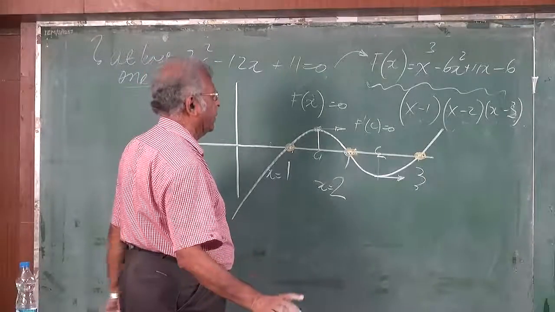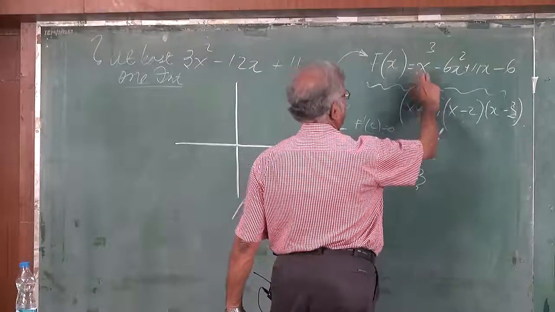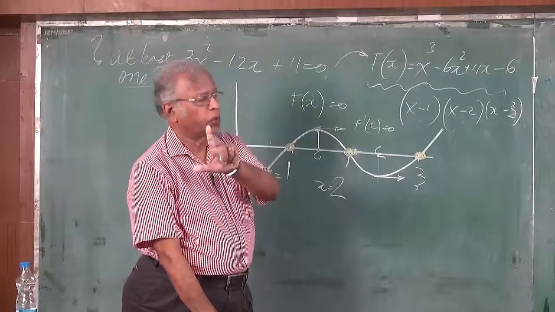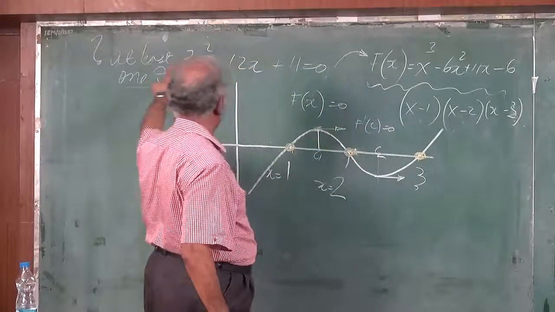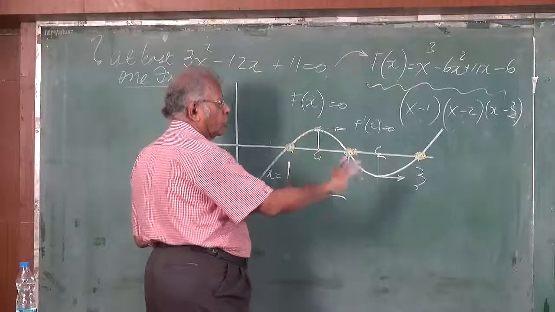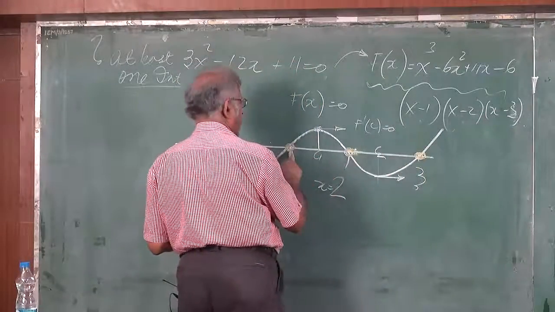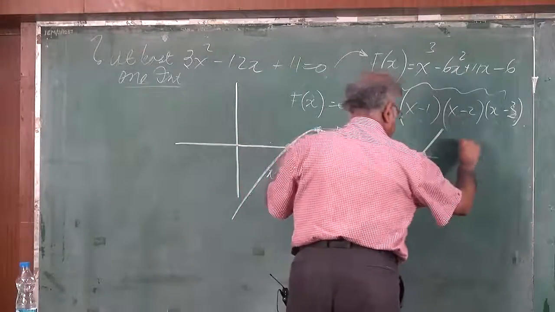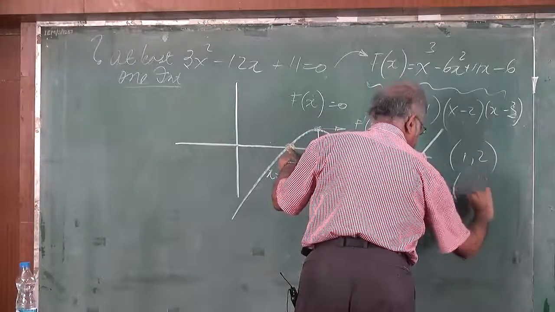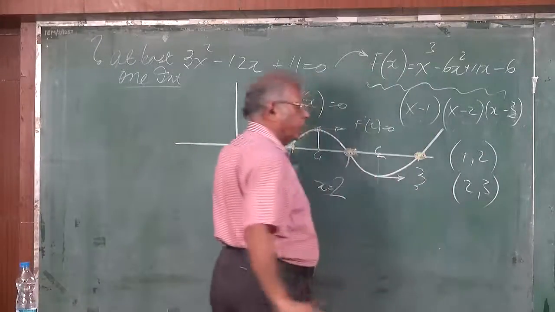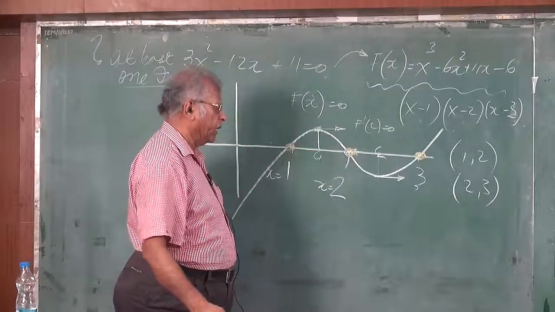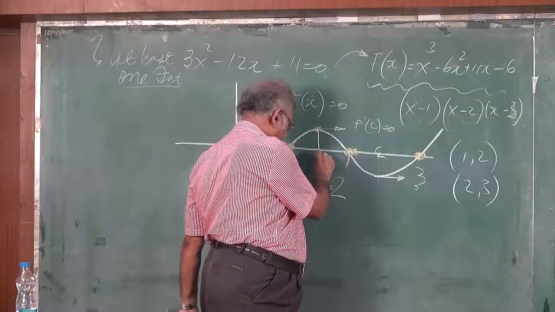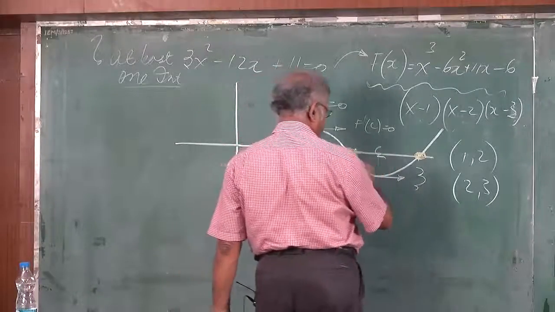We can assert that between any two roots of this equation equal to 0 must lie at least one root of f dash x is equal to 0, which is our equation, this one. And the three roots are 1, 2 and 3. So if we take one interval 1 to 2, and another interval 2 to 3, then we can assert that C1 lies between 1 and 2 and C2 lies between 2 and 3.